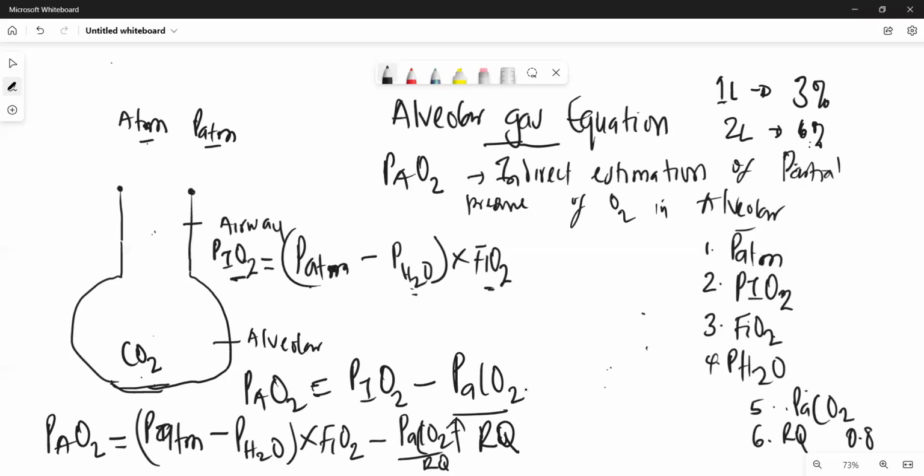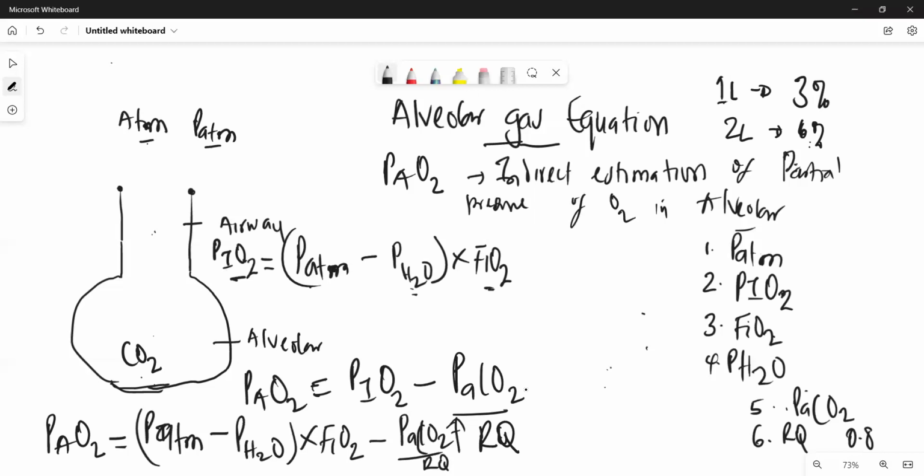Same thing if anything decreases the FiO2. Maybe someone was on oxygen and the oxygen finished, or there's a kink in the tubing connection of the oxygen. That could decrease the amount of FiO2 they're supposed to be getting, and that could also decrease the amount of oxygen in the alveolar.